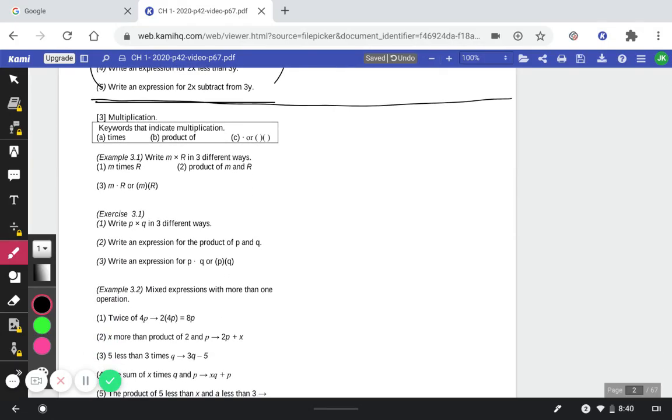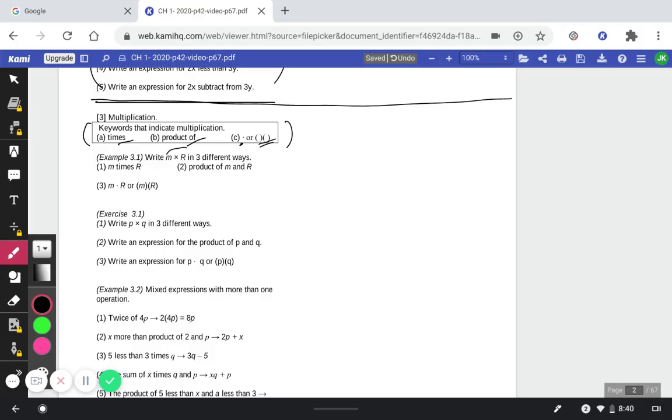Okay, now we are going to talk about the third operator from the 4 basic operators, which is multiplication. Common keywords or vocabulary that indicate multiplication are times, product of, a dot in the middle, and parentheses, or anything with parentheses. They all represent multiplication.